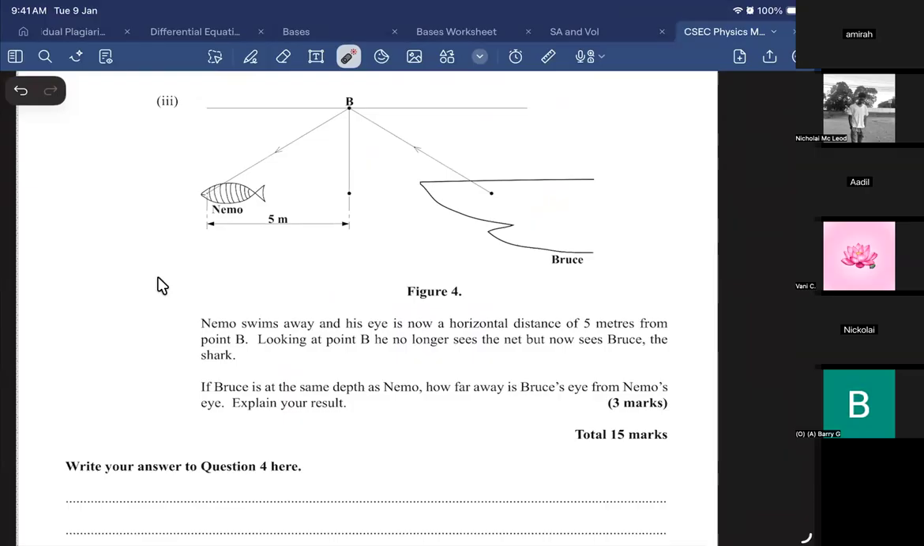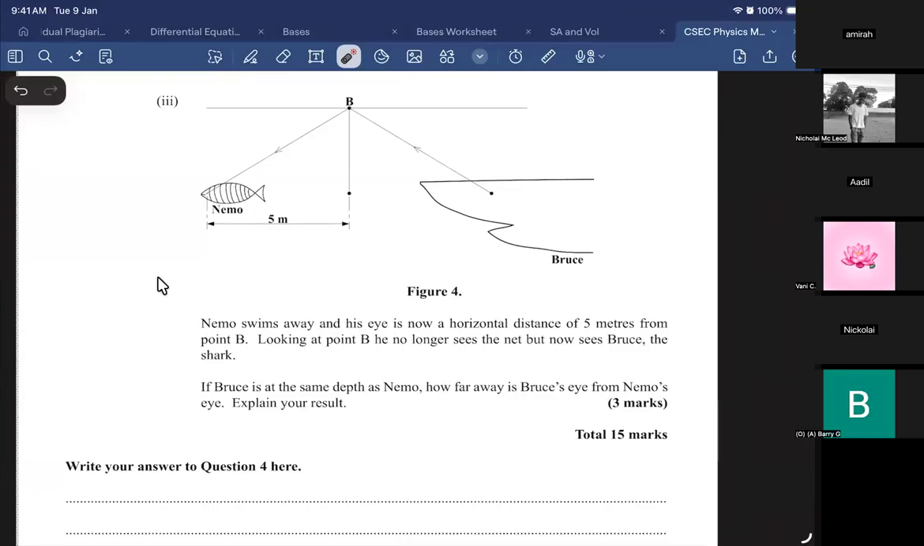Nemo swims and his eyes are now a horizontal distance of 5 meters from point B. Looking at point B, he no longer sees the net but now sees Bruce, the shark. If Bruce is at the same depth as Nemo, how far is Bruce's eye from Nemo's eye? Explain your results.